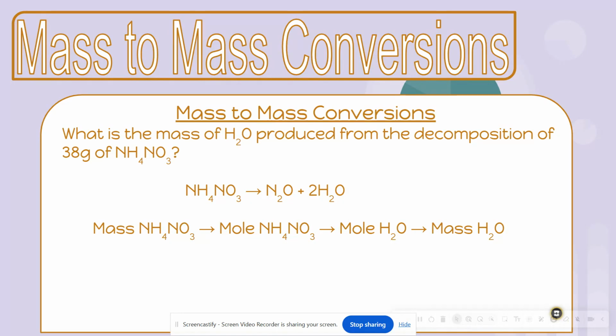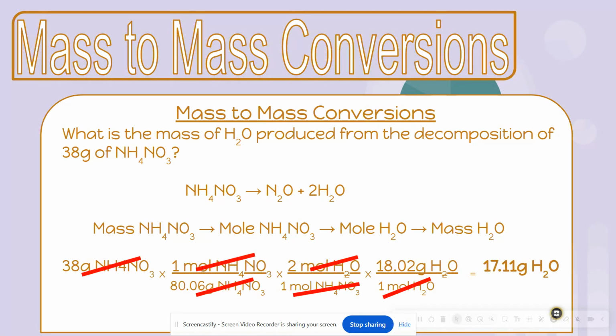Okay, so we have our balanced equation. We're going from mass of ammonium nitrate to moles of ammonium nitrate to moles of H2O to mass of H2O. Here is what it looks like drawn out. We have 38 grams out front because that's our given. We have 1 mole of ammonium nitrate over our mass of ammonium nitrate.